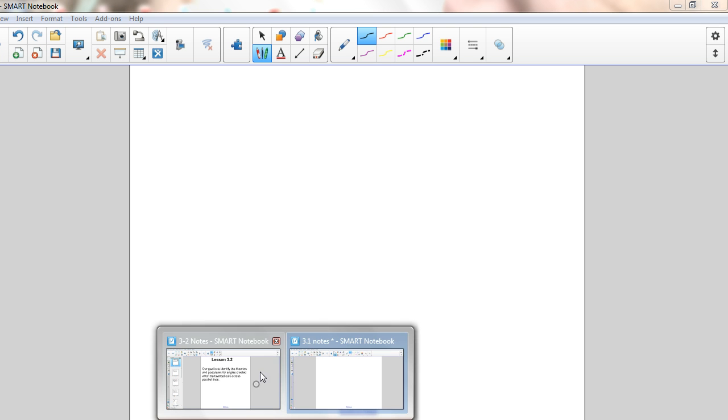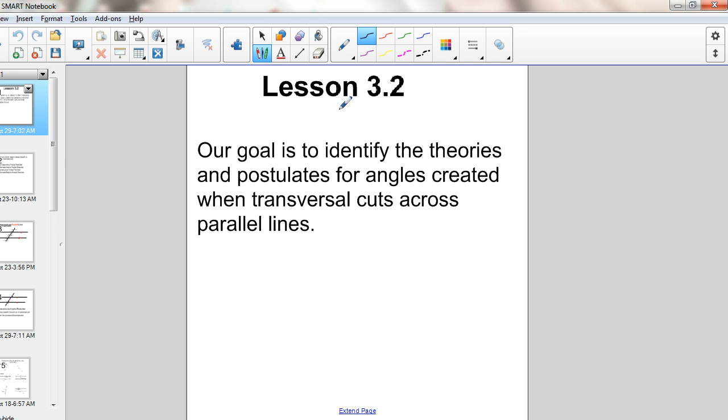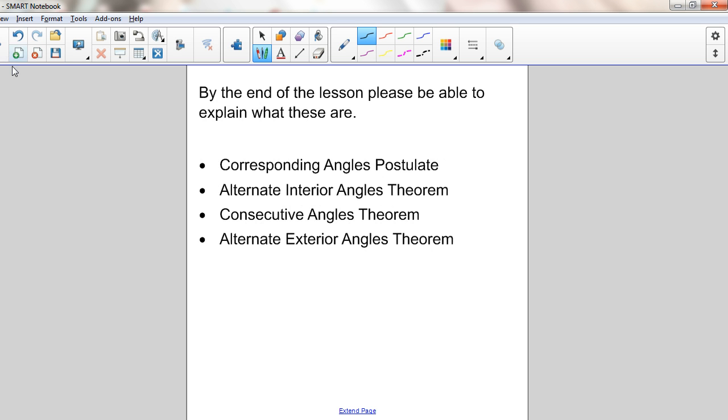Now I'd like to talk to you about new stuff. Today we're going to talk about lesson 3.2. The goal is to identify the theorems and postulates for each angle created when transversals are cut across parallel lines. The key is today we're talking about what happens when they're parallel lines. By the end of the lesson, I would like you to be able to explain what these are. So this is what I want in your notes: these theorems, this postulate, and these theorems. Okay, I want you to know what these are. This is what I'm going to look for tomorrow when I quiz you.